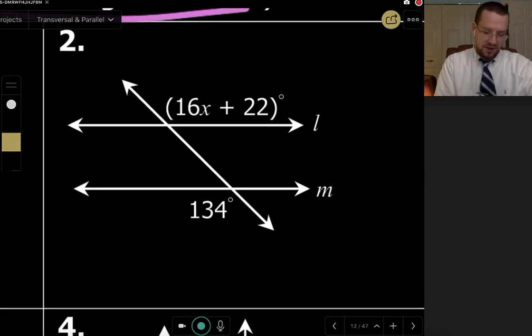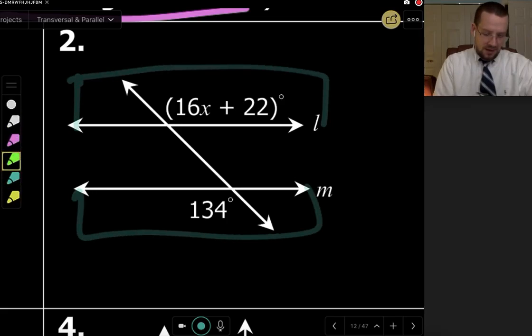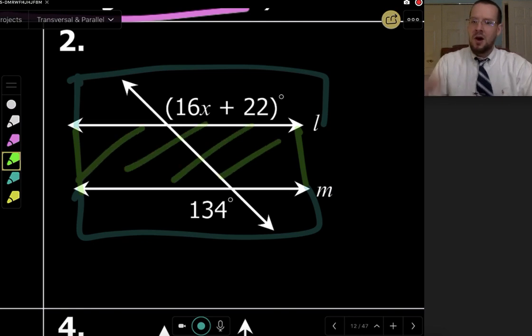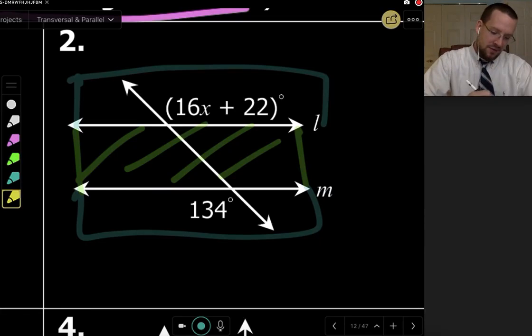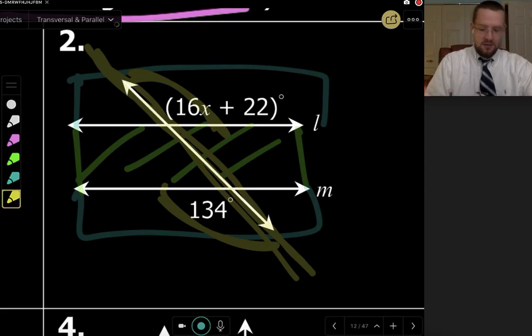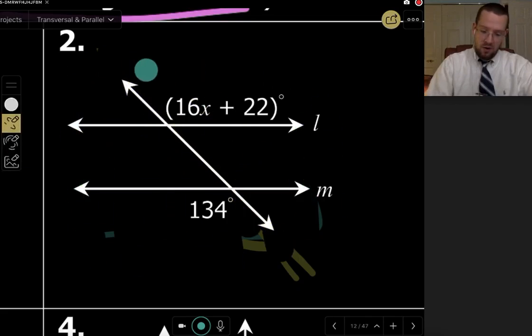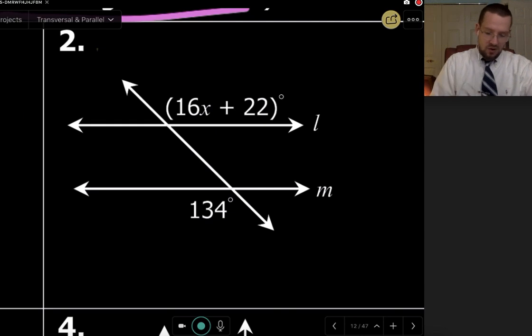So number 2 again, let's just identify our interior and exterior regions. So here's our exterior. This is the bread of the sandwich. And again, this is our inside. So this is our meatloaf of the sandwich. Okay, so what we want to know, are these both on the interior? Nope, so they can't be alternating interior and they can't be consecutive interior. Are they alternating? Are they on opposite sides of our transversal? Yes, they are. These are alternating and they're on the exterior, and so these are what we would call alternating exterior. And as we've learned, these are also congruent.